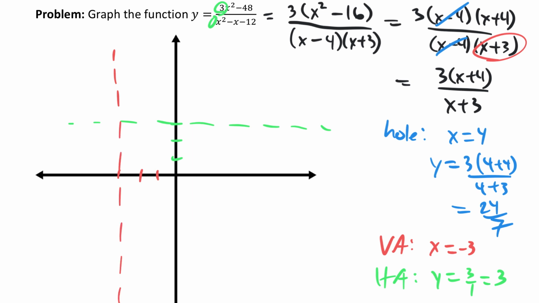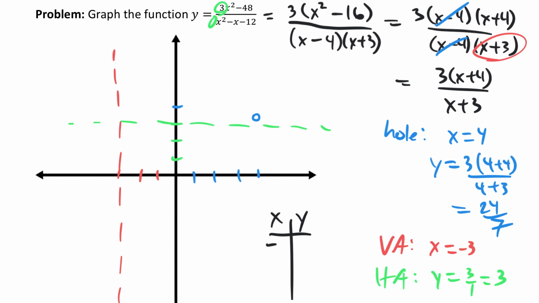And we have the whole at 4. 1, 2, 3, 4. Now the number we have is 24 over 7. That's going to be just a little bit more than 3. So it's going to be just up here, just above the asymptote. Now we can make a little table. Let's pick a number just to the right and just to the left.